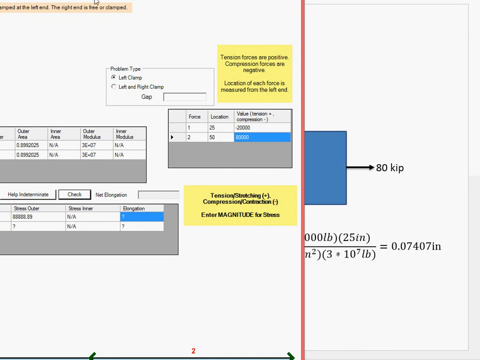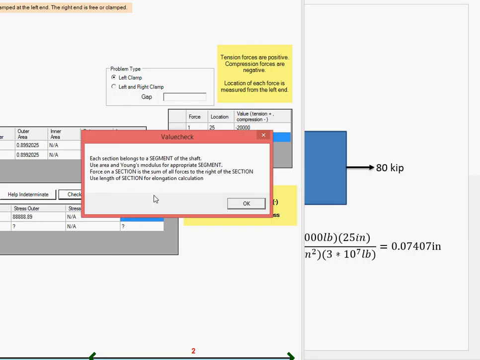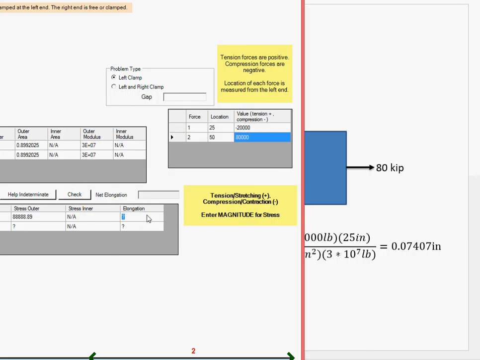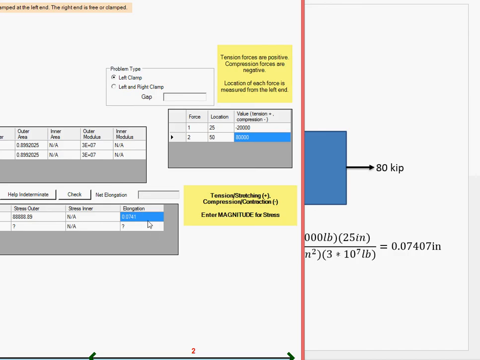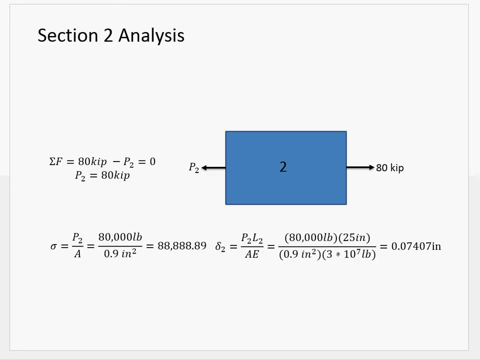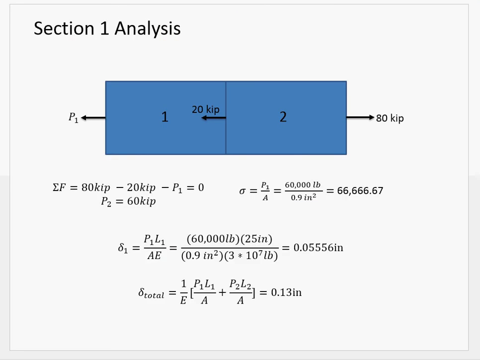But why was that wrong? This program operates under a certain amount of significant digits required for it to accept answers. So 0.074 is not accepted. However, 0.0741 is accepted. That's because it wants 4 significant digits. So now we can move on to section 1.